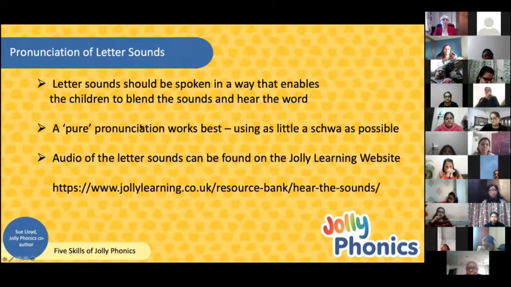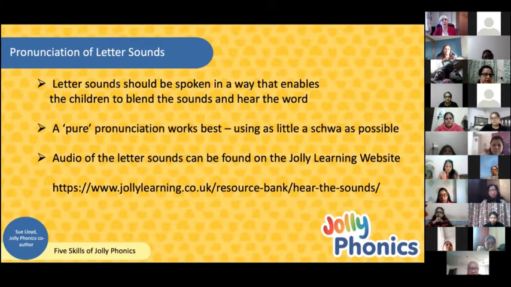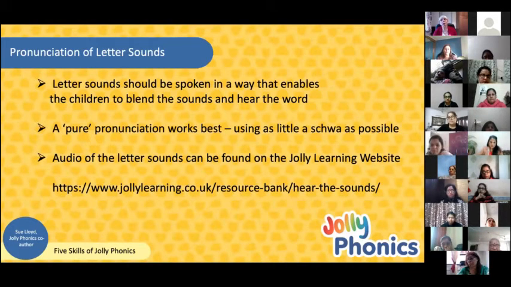So be careful when we're teaching to pronounce the sounds as purely as possible. So we say s and not suh. So not duh or guh, but d or g. Now you can't help but put a little uh on the d and the g. It's impossible, but reduce it as much as possible. So keep to the pure sounds. And here's a link that you can go to, the Jolly Learning website and the resource bank, and hear the sounds. So if you're not sure, it's available there.